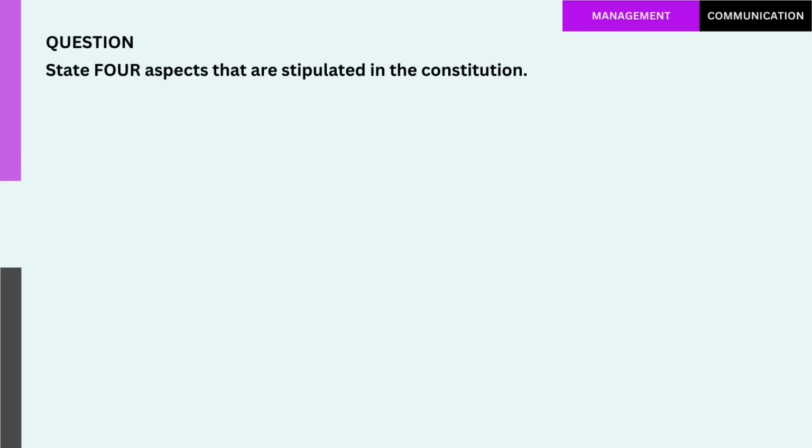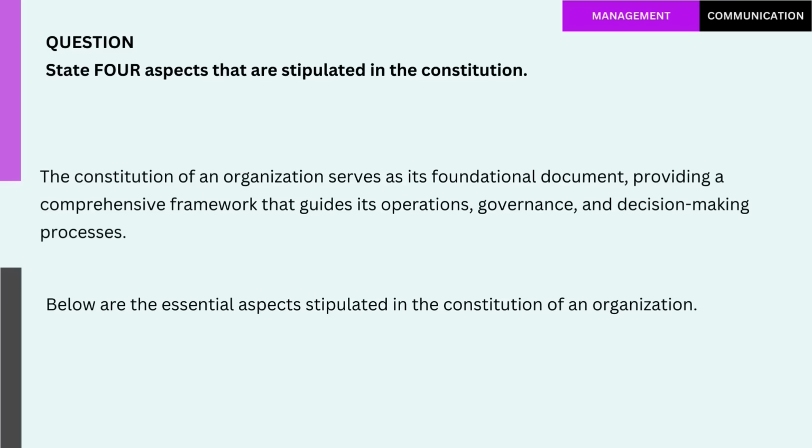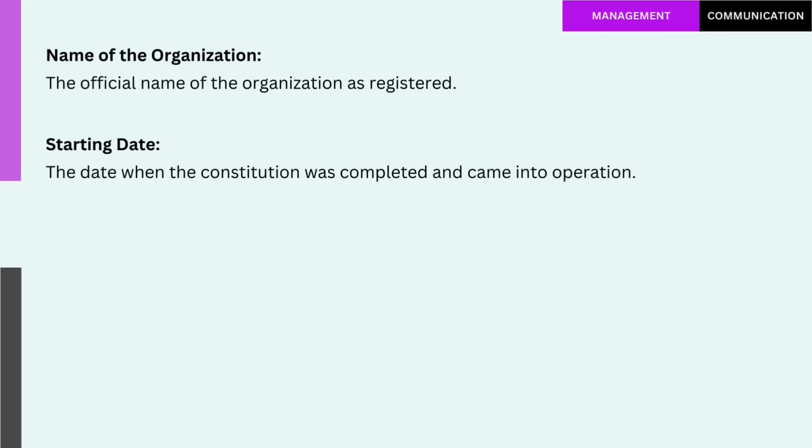Question. State 4 aspects that are stipulated in the Constitution. The Constitution of an organization serves as its foundational document, providing a comprehensive framework that guides its operations, governance, and decision-making processes. Below are the essential aspects stipulated in the Constitution of an organization. 1. Name of the organization. The official name of the organization as registered. 2. Starting date. The date when the Constitution was completed and came into operation.